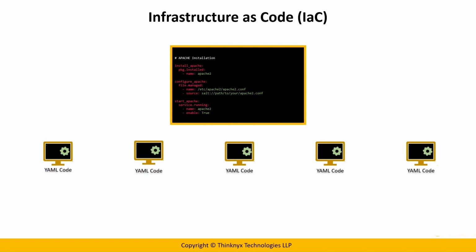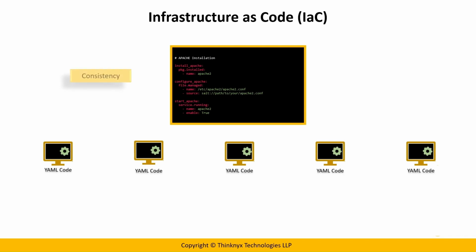With SaltStack, we write code in YAML to define the state we want our infrastructure to be in. This includes specifying the installation of software, configuring server settings, and more. SaltStack then uses this code to automatically ensure that our actual infrastructure matches the defined state. The benefits of IaC, especially with SaltStack, are substantial.